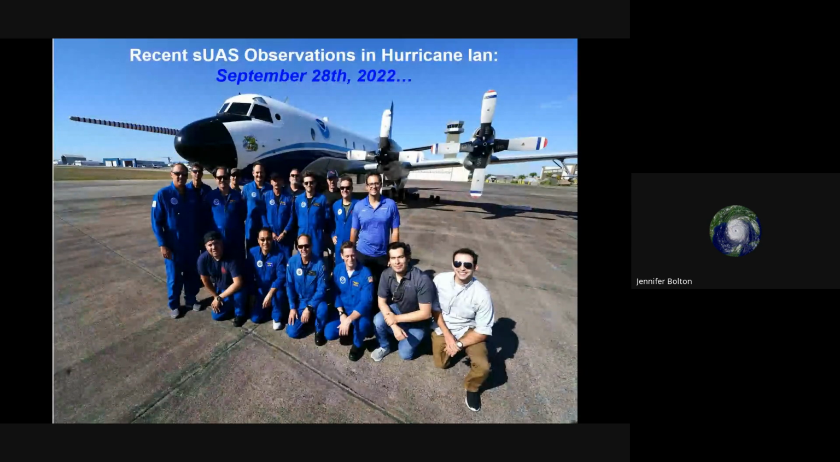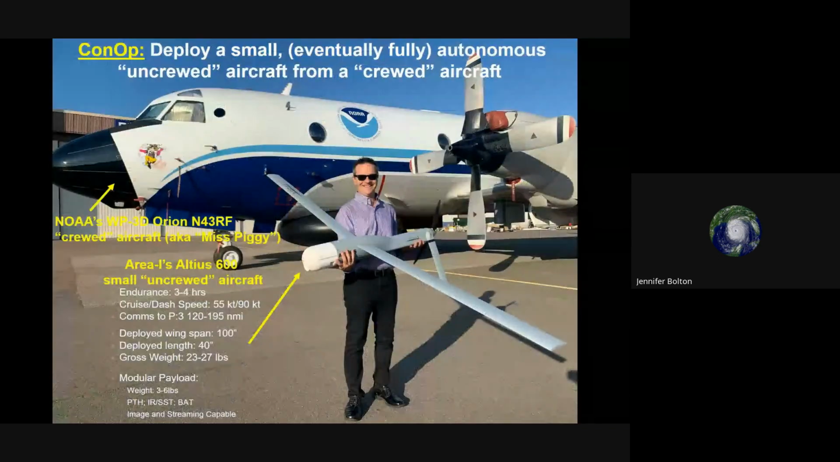This is Hurricane Ian, which we've heard several talks about. This was the first time we flew an Altius drone, which has a potential duration of about 4 hours. We didn't quite get that, but it survived some serious turbulent conditions, as you'll see. Next slide, please. So that's what the Altius looks like.